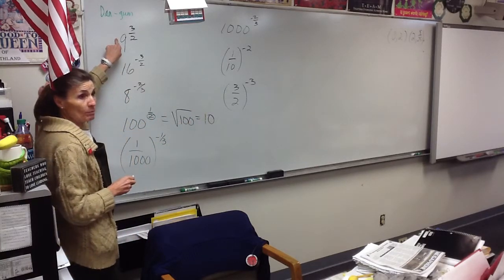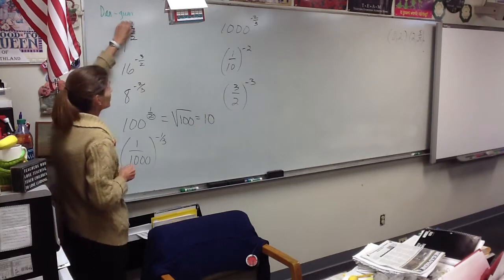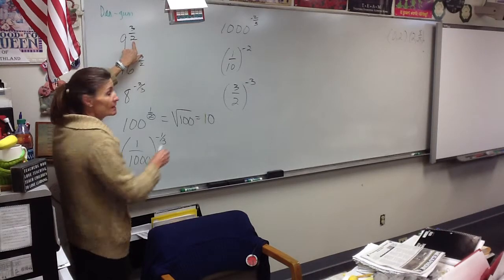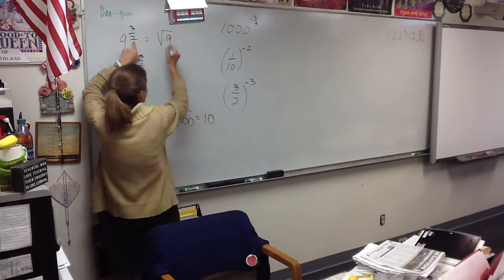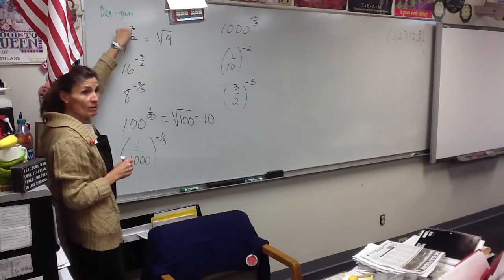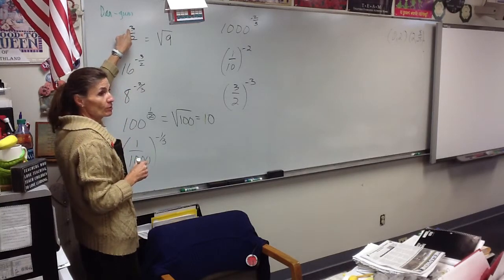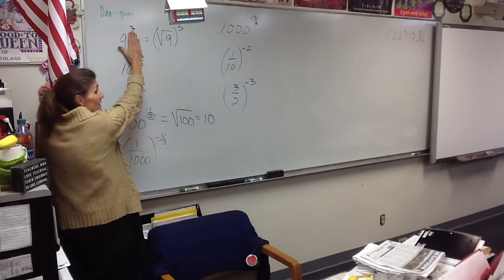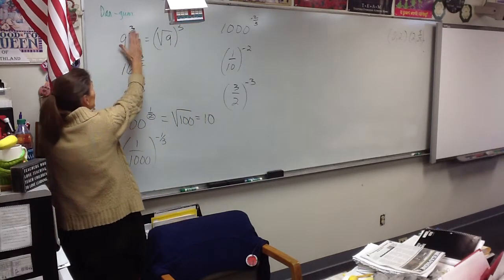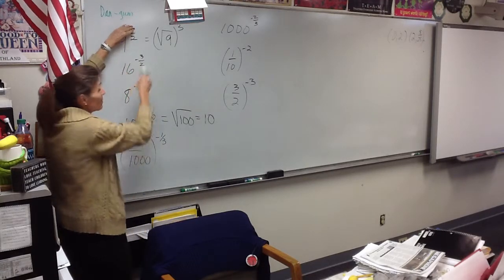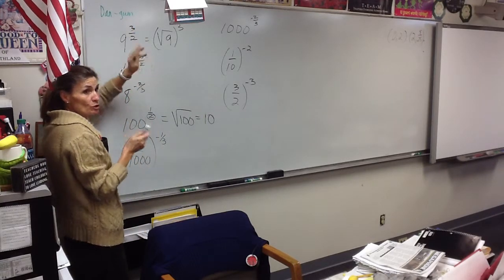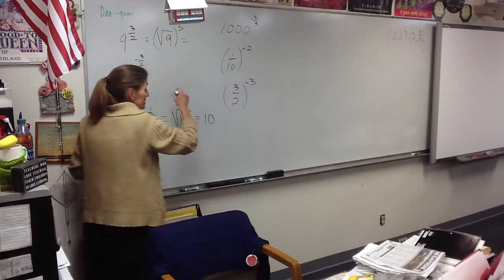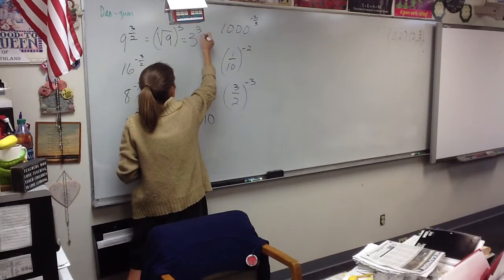So when I look at this problem right here, forget the 3 for a moment. What does that tell me? I'm taking the square root of 9. And then guess what I'm doing with it? I'm not timesing it by 3. I am cubing it. If that 3 weren't there, if that were a 1, that would be the square root of 9, right? So put those two together. This is the square root of 9 cubed. So the square root of 9 is 3, cubed is 27.